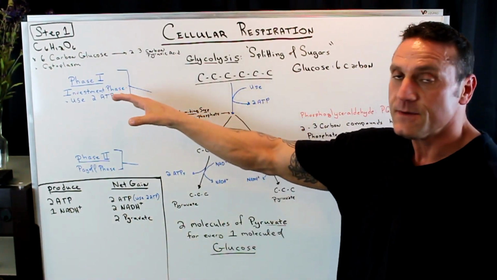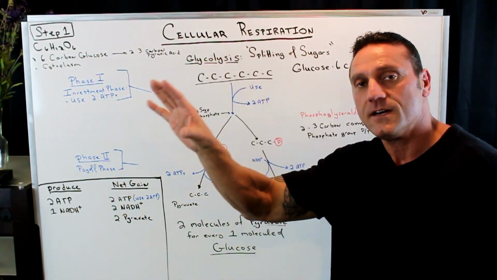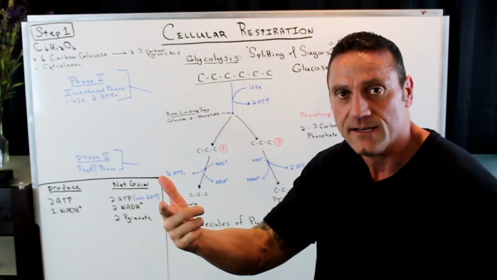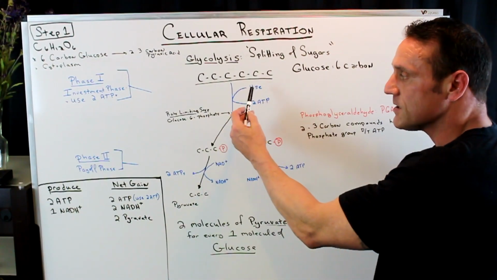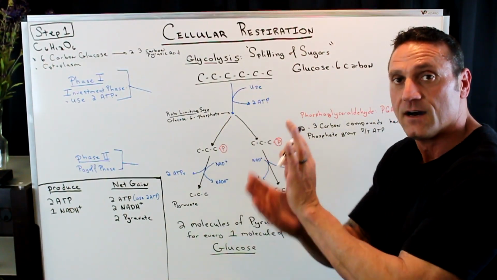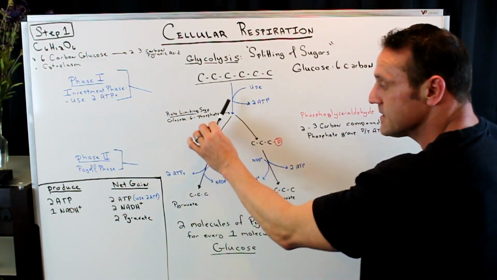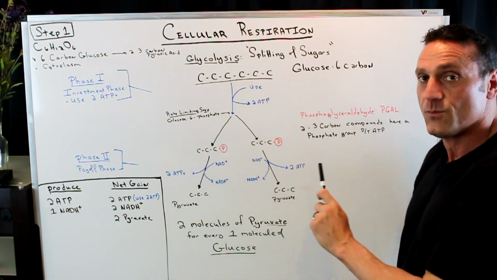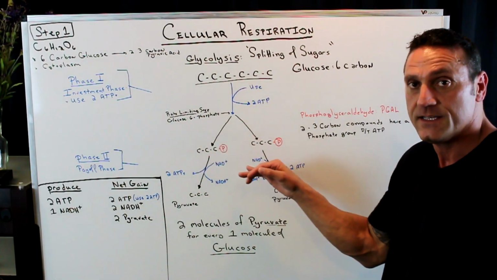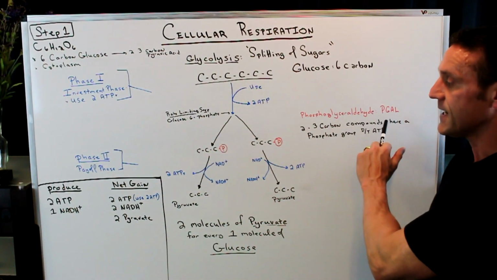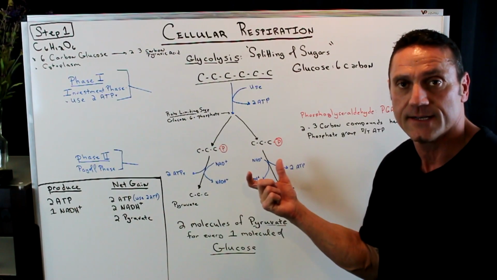So the investment phase, what does that mean? Off the cuff, that means that you're going to use energy in the form of ATP to split it. So you've got the 6-carbon glucose, you're going to use 2 ATP off the cuff to split it, and it's going to become two 3-carbon compounds with a phosphate group because of the ATP. And this compound is called phosphoglyceraldehyde, or PGAL for short.